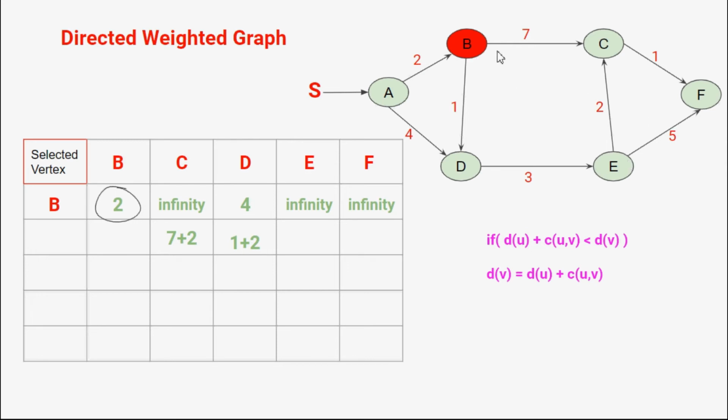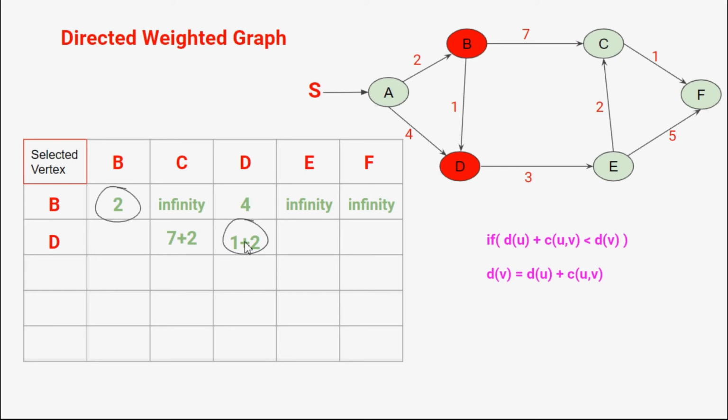B is not directly connected to F, so I can't change the cost. These will remain as they are. Now out of all these values, 9, 3, infinity, infinity, which is the least value? That is 3. So this time I'm going to choose vertex D as the next vertex, and we are going to write D as the selected vertex.